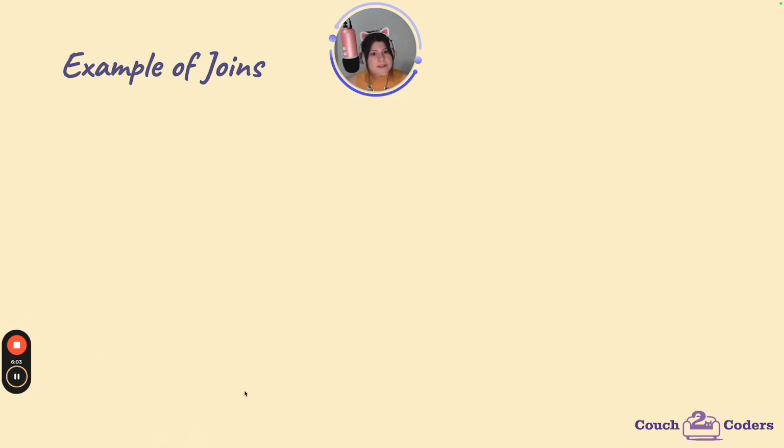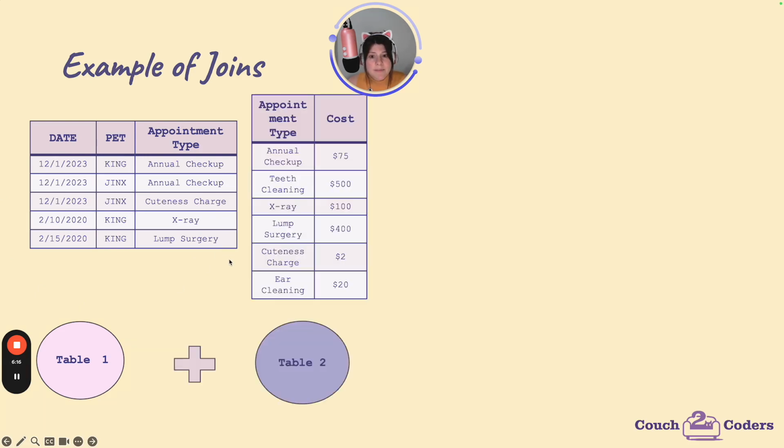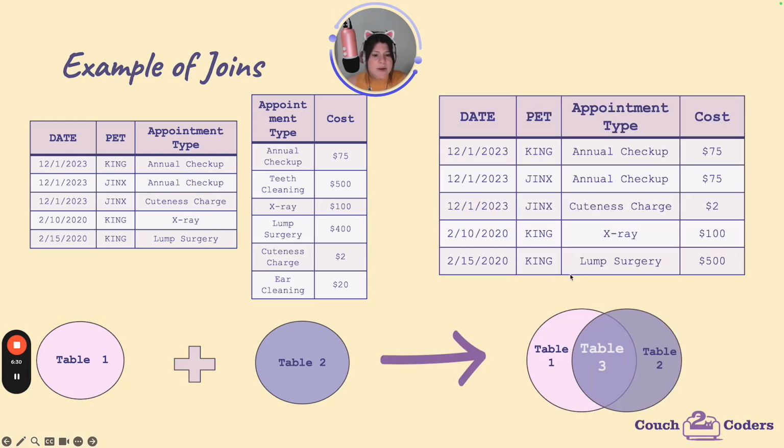Let's combine that first slide with the Venn diagrams with the example of our actual table so that we can see what this looks like. So here I have my first table, and this has our dates, our pets, and our appointment type. Then we also have appointment type with costs. So we want to combine these so that we can see for our different appointment types that we completed services for, how much money did we incur. And this is what it would look like. So we have table 1 plus table 2, and then we get table 3. So only where there is a match do we get a returned data point.